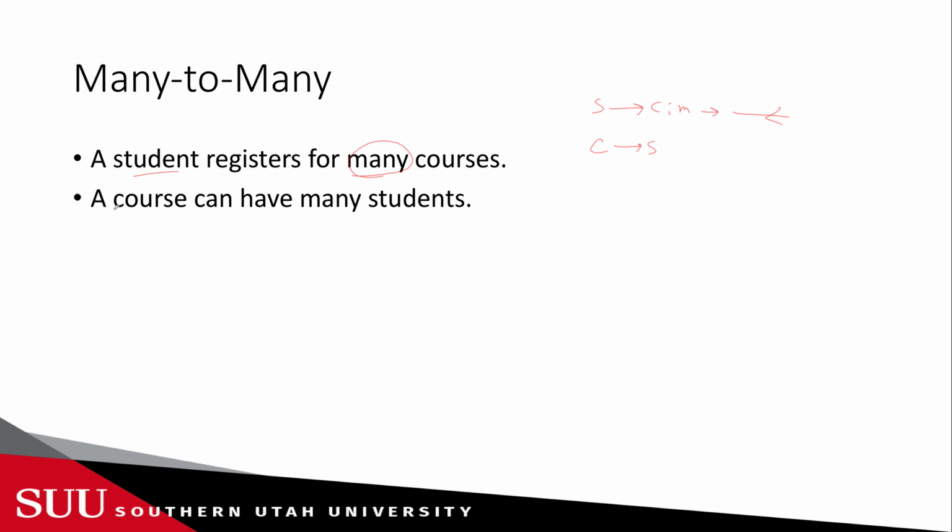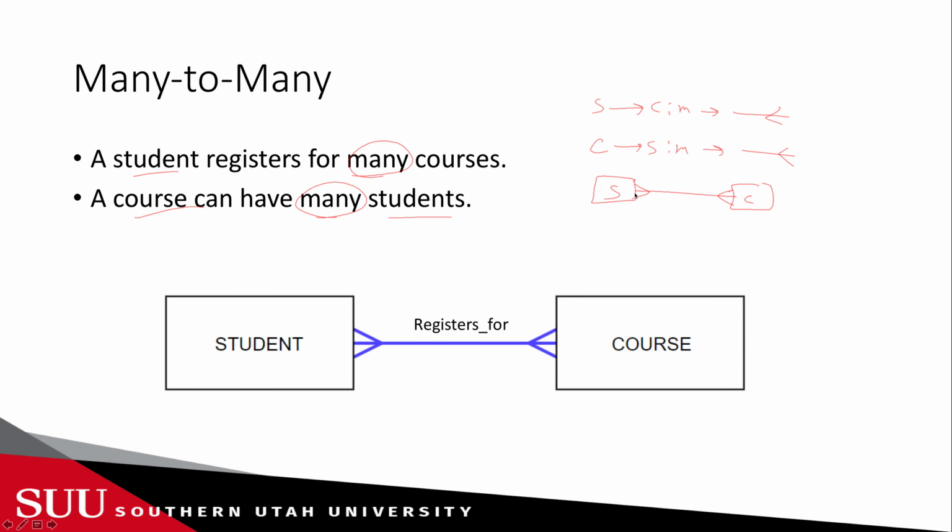And from course to student, I also have a many relationship. So I will say, okay, this is again a many relationship that translates to this notation. My final drawing will be student, which I'll just say S for now, and course, and then I'll have many here and many here. So my really final ERD is going to be something like this.